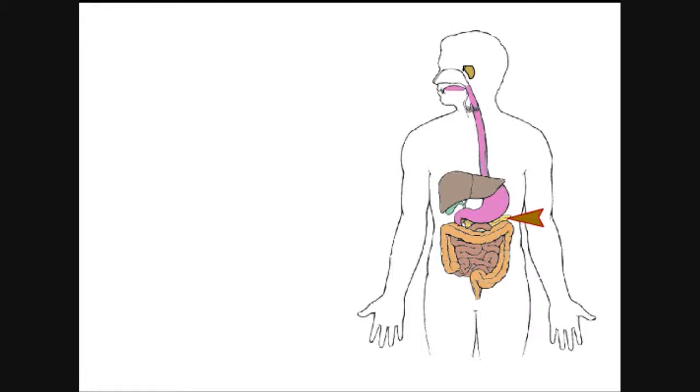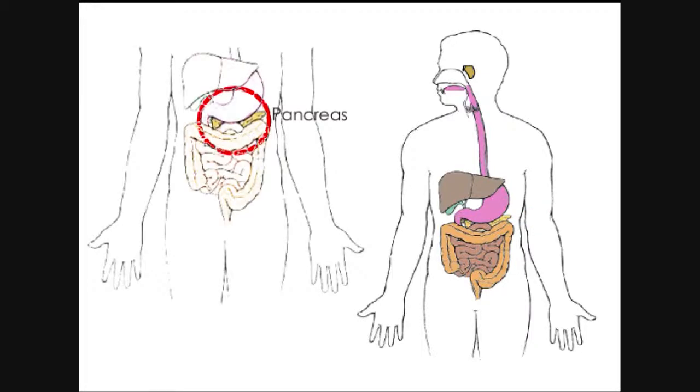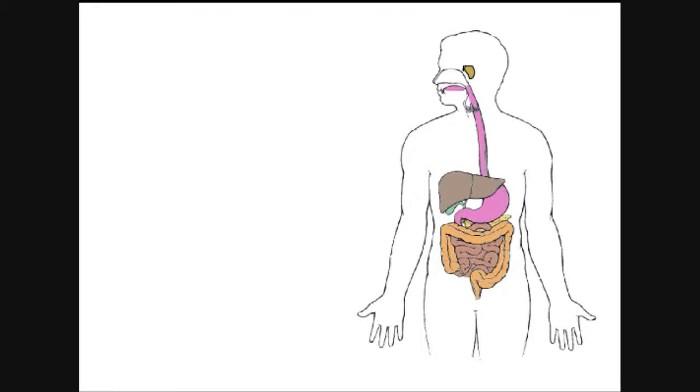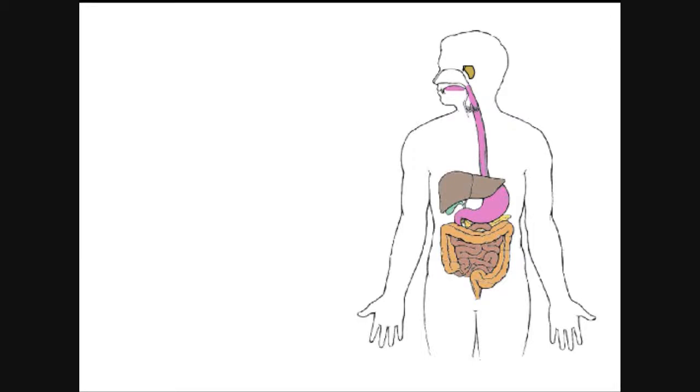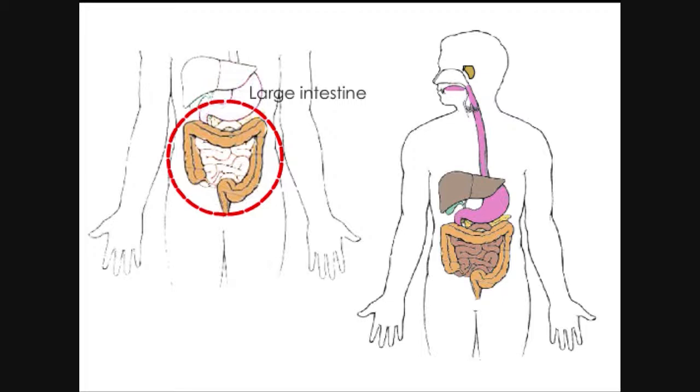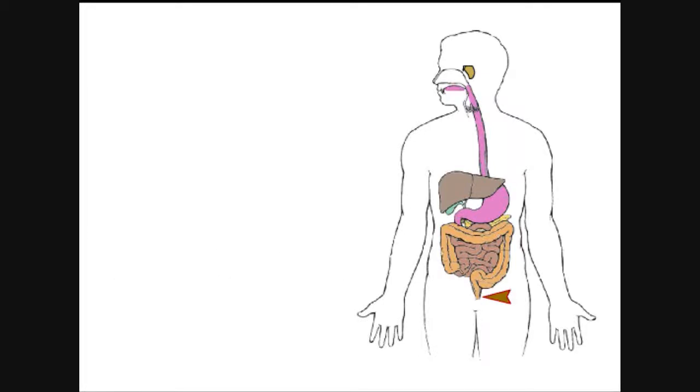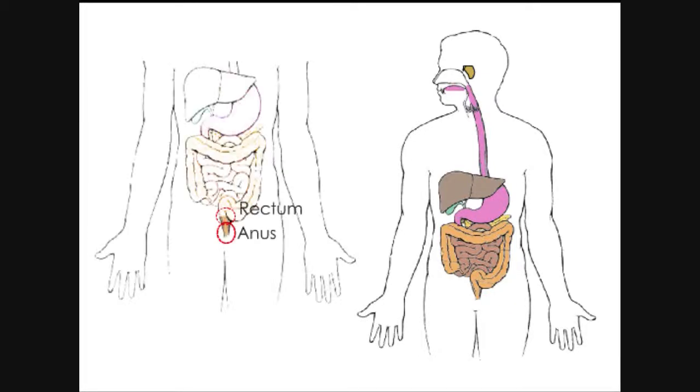The pancreas is another gland. It also secretes a juice, the pancreatic juice. The liver is a large gland. It secretes a digestive juice, the bile. This is the large intestine. It removes any food which is not digested. The anus is the opening for eliminating undigested food.